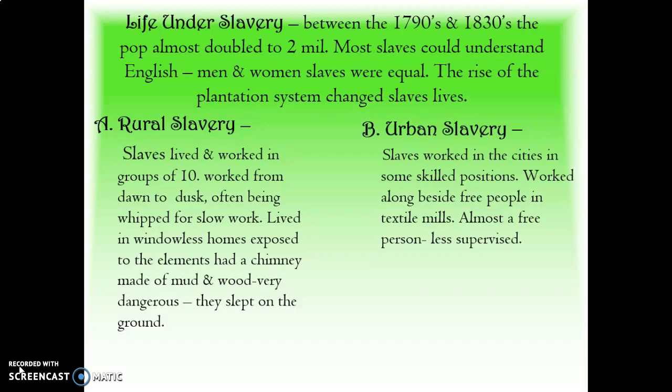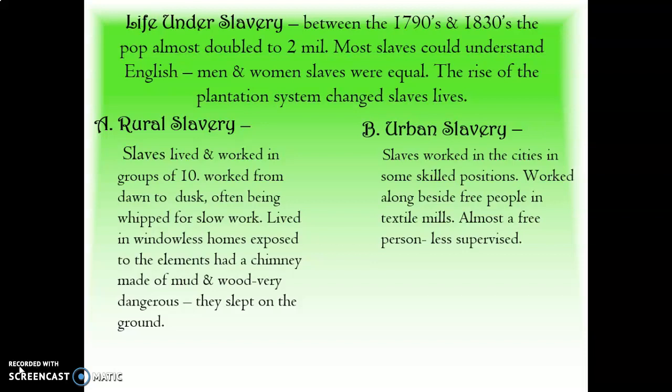So let's look at rural slavery real quick. Slaves lived and worked in groups of 10. They worked from dawn to dusk, and if it was a full moon, they worked 24 to 48 hours, often being whipped for slow work by other slaves, the foreman. On the plantation systems, it could be a master as well.